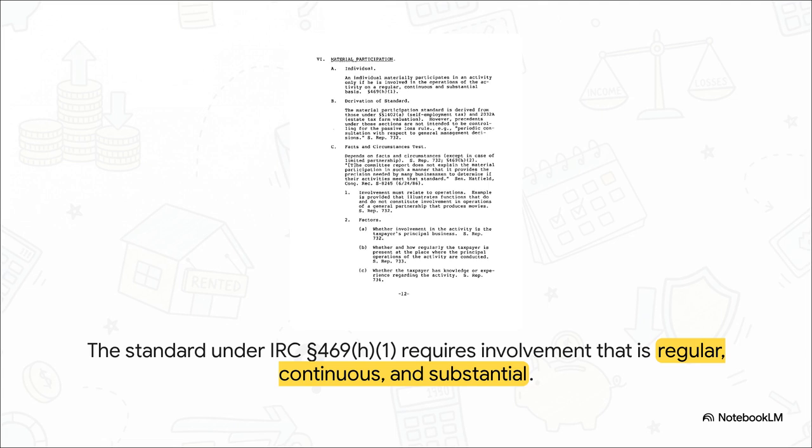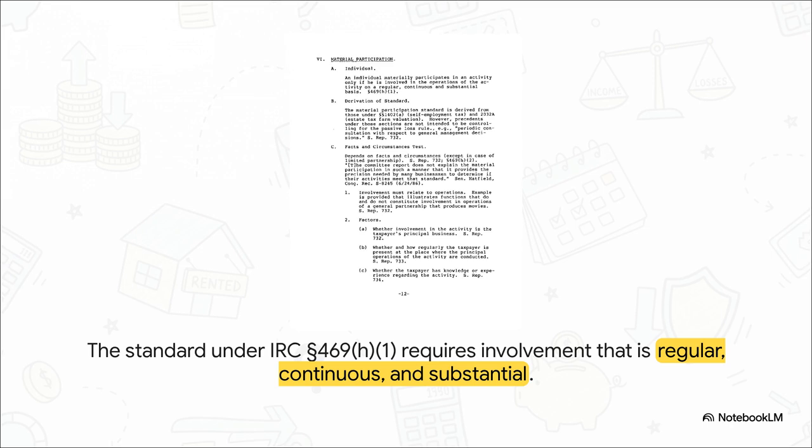So where did these 7 tests even come from? Well, you have to go back to the actual law, to Internal Revenue Code Section 469H1. The statute itself just gives us this really broad, kind of vague standard. Your involvement has to be regular, continuous, and substantial. What does that even mean? To clarify it, the Treasury stepped in and created those 7 quantitative tests to give us concrete ways to prove we've met that standard.